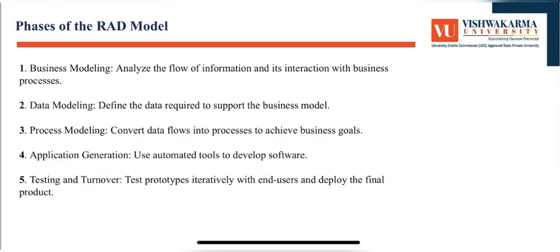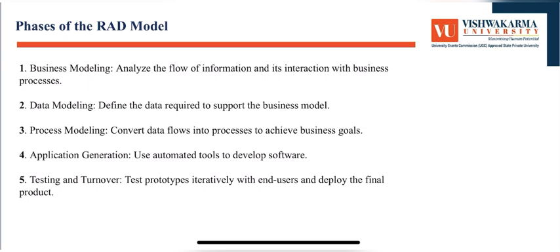Phases of the RAD model. There are 5 phases of the RAD model. First one is business modeling. It focuses on understanding how information flows and interacts with business processes, and determines business functions that are critical for the software. Second is data modeling. It identifies data needed to support business processes and defines how data entities relate to each other.